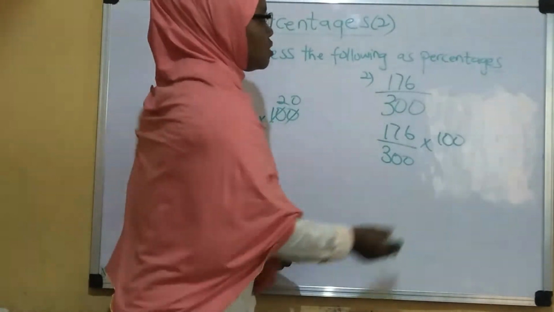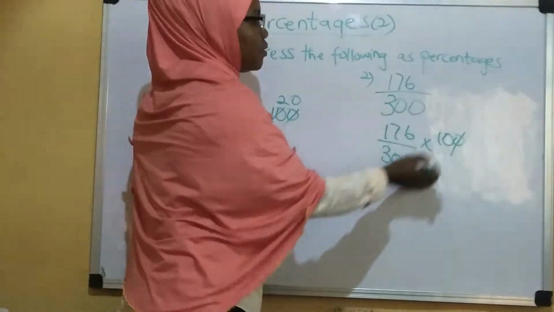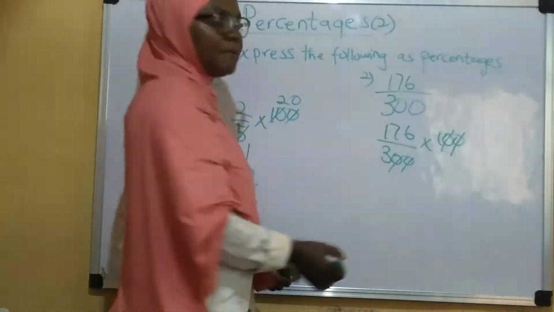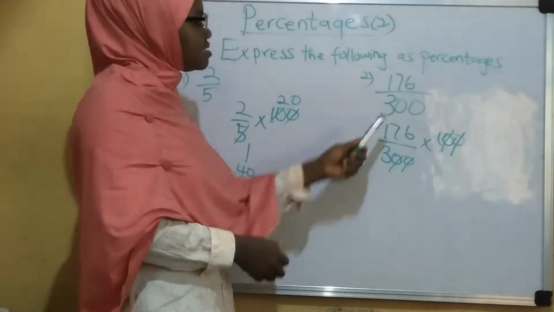Do you understand? So now, this 0 will negate this 0. This 0 will negate this 0. So what am I left with? I'm left with 176 and 3.